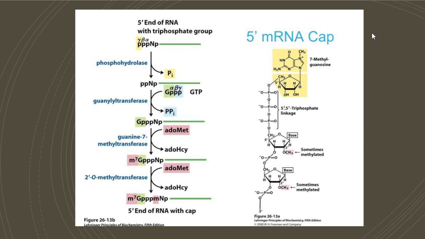This capping process involves methylation by the addition of a methyl group, that is CH3, to the base in the newly added nucleotide and to the 2' OH group of the sugar of one or more nucleotides at the 5' end. In this picture you can see the methylation process.